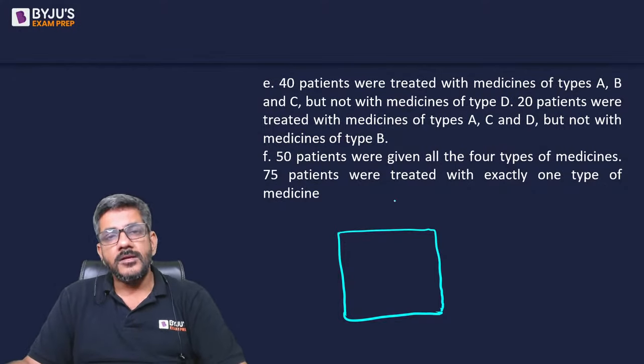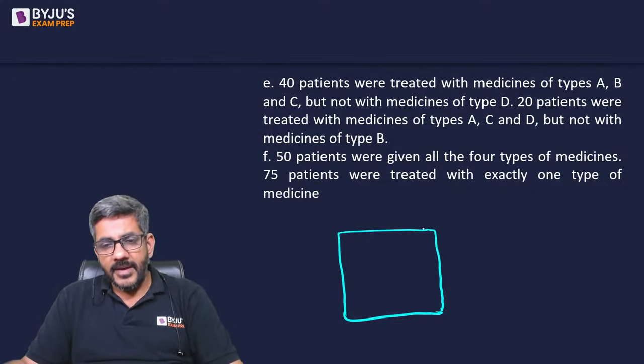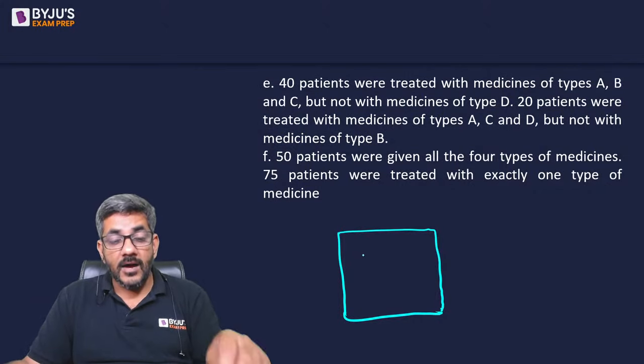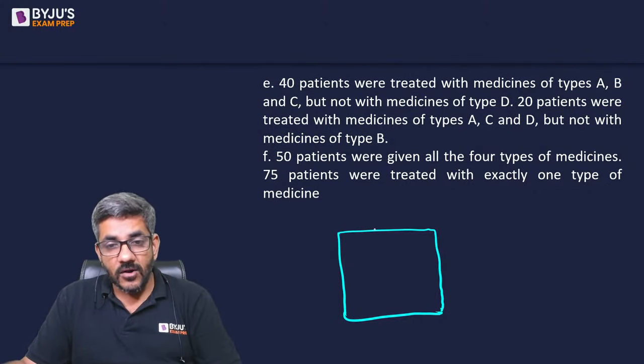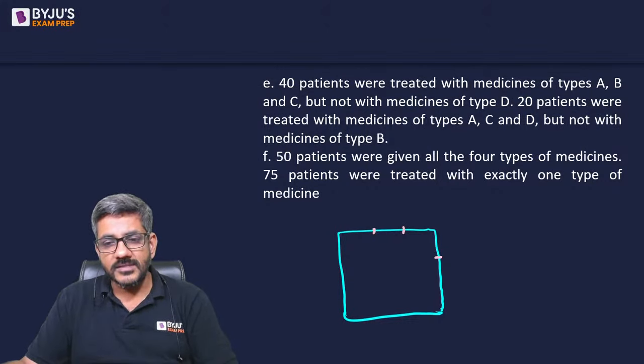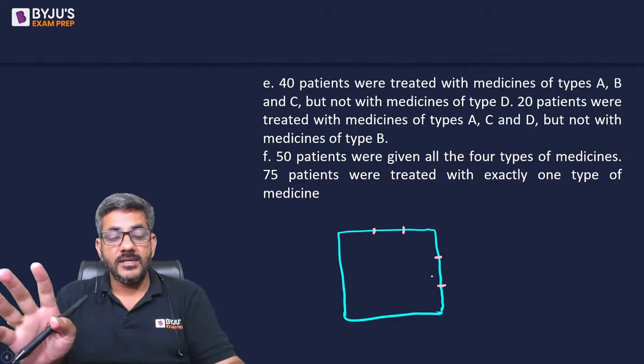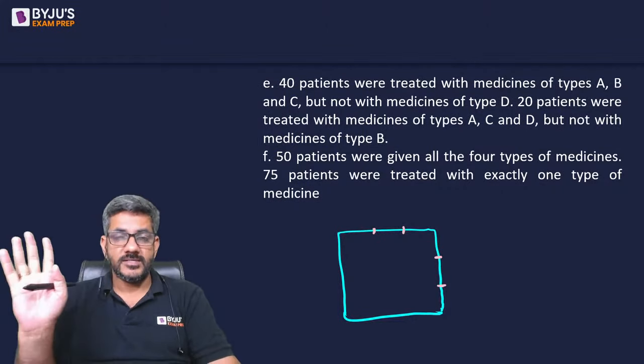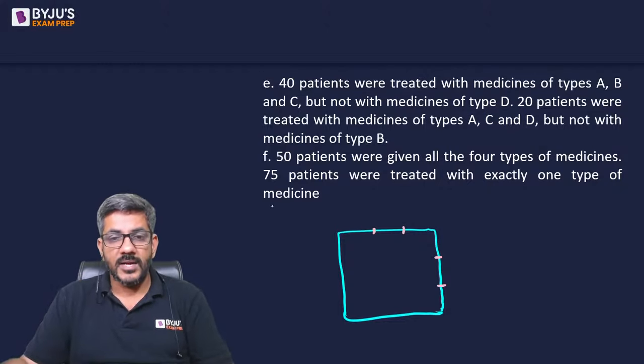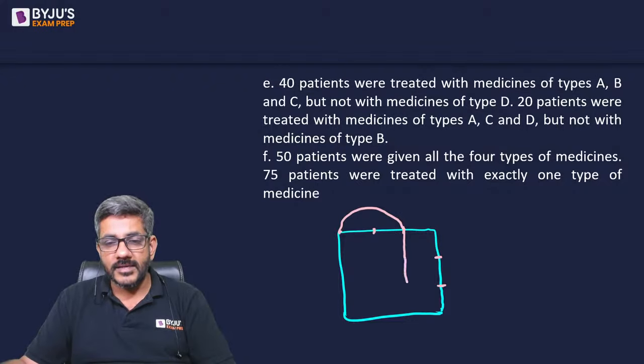So just do one thing: make a square and now mark 1/3 of this and 2/3 of this. 1/3 of this and 2/3 of this. Basically, just divide these two lines in three equal parts. Divide them in three equal parts. Why am I doing this? Now, from this point, join this point and draw a straight line.